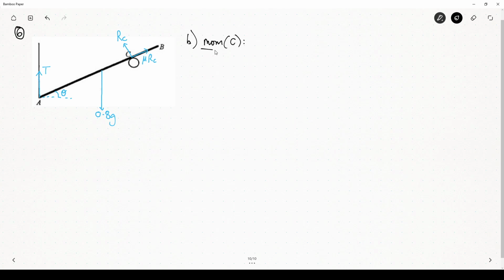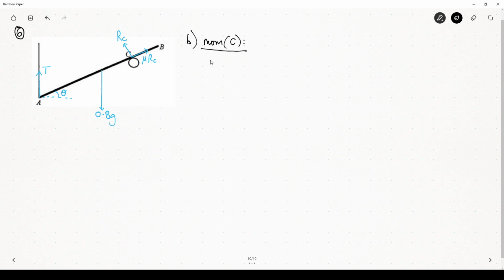about C. And the reason to do that is the line of action for the normal reaction and the friction go through C, so we can ignore them. This force we know, and this one's the one we want to work out. We don't know any angles at this point, but as you'll see, everything's going to cancel out.